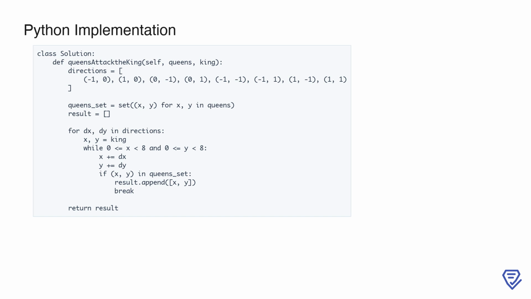This approach is efficient, as it processes each direction independently and stops searching as soon as a blocking queen is found. The overall time complexity is O(8*D), where D is the maximum distance the algorithm might traverse in each direction, making it highly performant given the fixed board size.